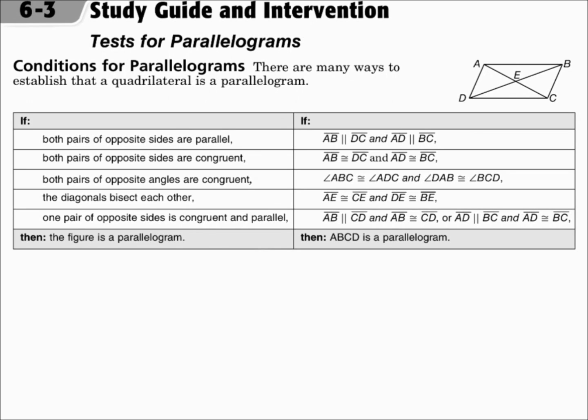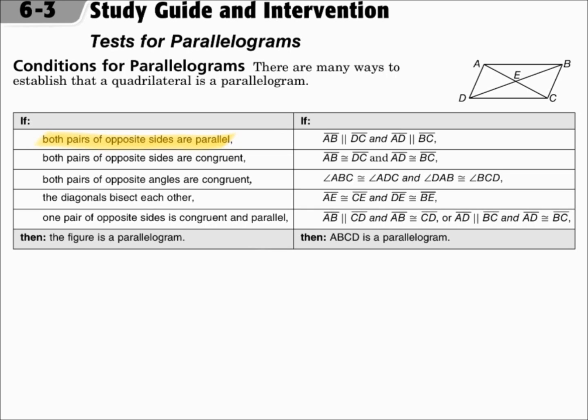There are many ways to establish that a quadrilateral is a parallelogram. In the last section, we were told that it is a parallelogram, and if it's a parallelogram, then certain things are congruent and certain things are supplementary. However, in this lesson, we don't yet know it's a parallelogram. So we're doing the questions in the opposite direction. Instead of saying if it's a parallelogram, then opposite sides are parallel, we're instead saying if both pairs of opposite sides are parallel, then it's a parallelogram. So you're saying the converse of these statements. If any of these situations is true, then it's a parallelogram.